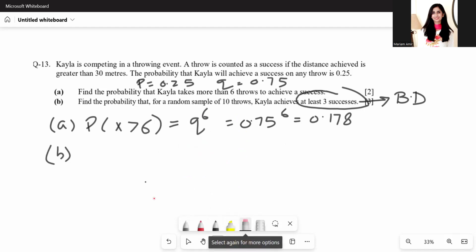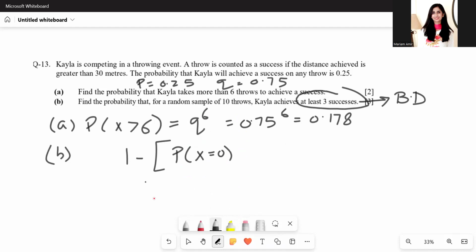Instead, what we can do is we can do 1 minus the probability there's no success, or there is one success only, or there is 2 successes only. So if we add these and then subtract the answer from 1, that will give us the same result as adding 3 successes plus 4 successes plus 5 successes all the way till 10 successes.